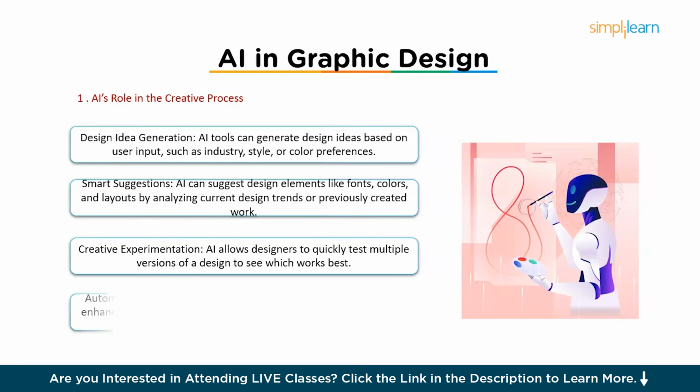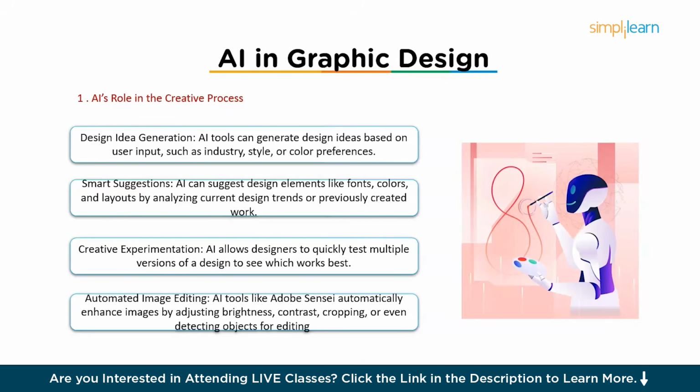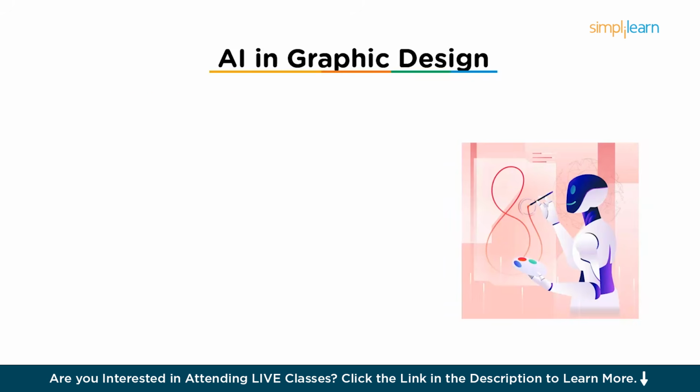Then we have automated image editing. So AI tools like Adobe Sensei automatically enhance images by adjusting brightness, contrast, cropping, or even detecting objects for editing. So this speeds up the image refinement and frees designers to focus on other aspects of the project. Now moving on to the second one, we have AI in solving design challenges.